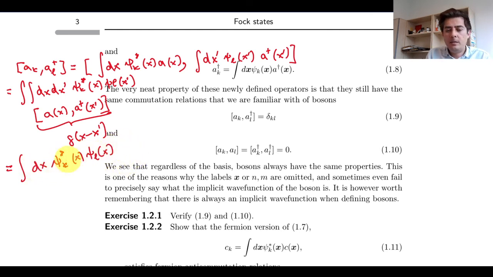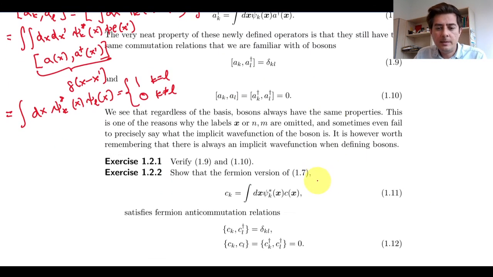And this is basically just the orthogonality relation. So if k is equal to L, then this will be basically the same thing squared, and by normalization that will be equal to 1. So this will be equal to 1 if k is equal to L, and if k is not equal to L, then these will be orthogonal functions, so these will be equal to 0, and you just get that.